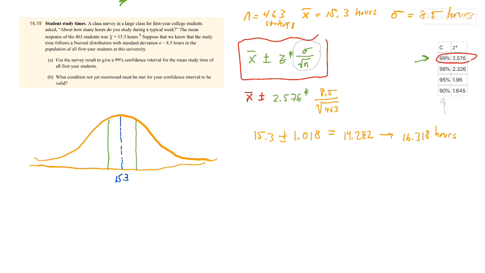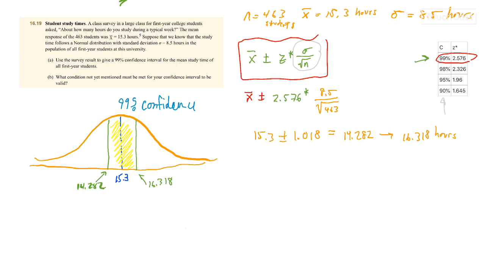Essentially, if we look at this in terms of our normal curve, we're saying that between these two points, this is our 14.282, and this is our 16.318. Anything that falls within this range, we can say with 99% confidence that the mean will fall within this range of values.